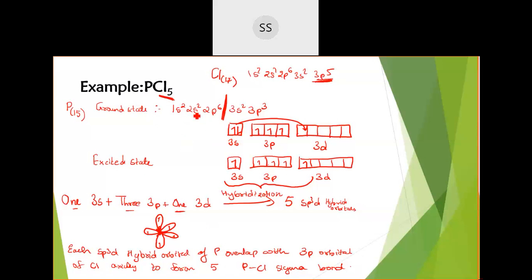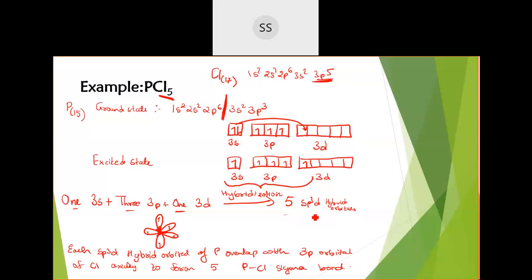In PCl5, 15 is the atomic number. After writing the atomic number, you take only the valence shell orbitals for hybridization. So 3s has 2 electrons, and 3p has 1 electron each. But these electrons are not enough for bonding, so we excite them. After excitation you get 5 unpaired electrons, which you are going to mix. The orbitals containing these 5 unpaired electrons have to be mixed, and that is hybridization. Altogether you will get 5 sp3 hybrid orbitals.